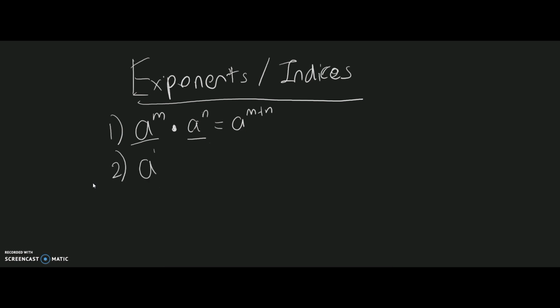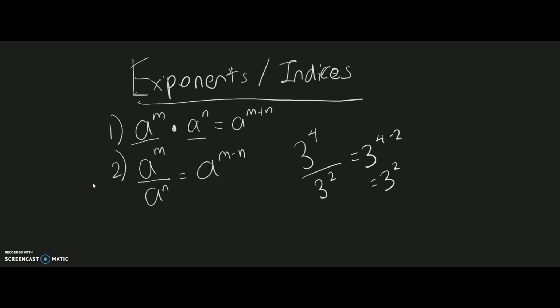Law number 2 is such that a to the power of m divided by a to the power of n is, in its exponent form, a to the power of m minus n. So division and subtraction are linked together when we are addressing exponents. For example, 3 to the power of 4 over 3 to the power of 2 is equal to 3 to the power of 4 minus 2 equals 3 to the power of 2. The only condition for this law to work is that both bases are exactly the same. If they are different, this law cannot be applied.